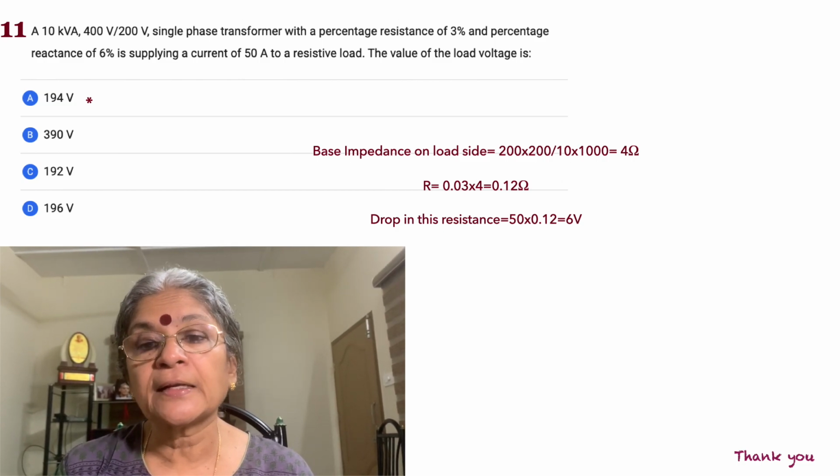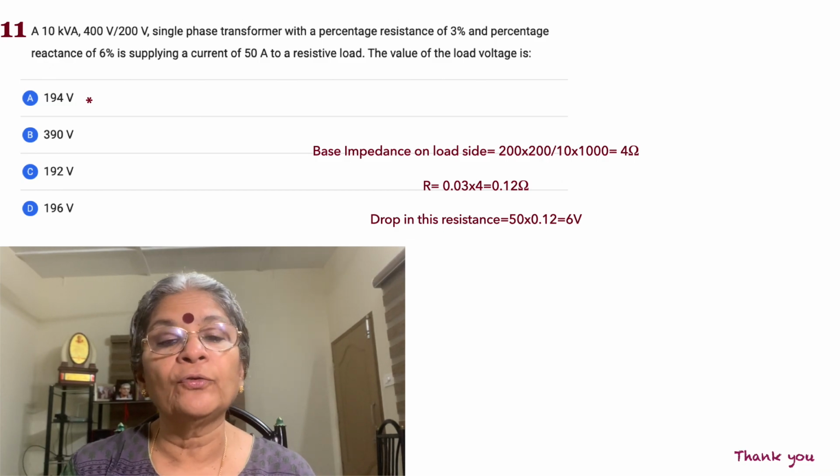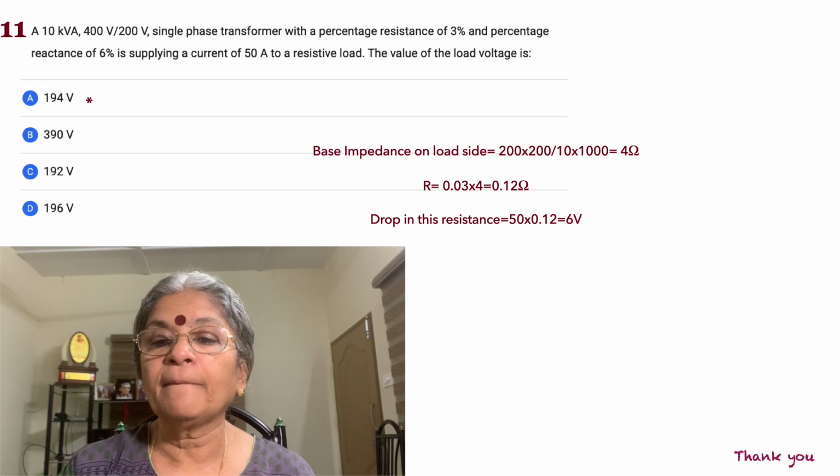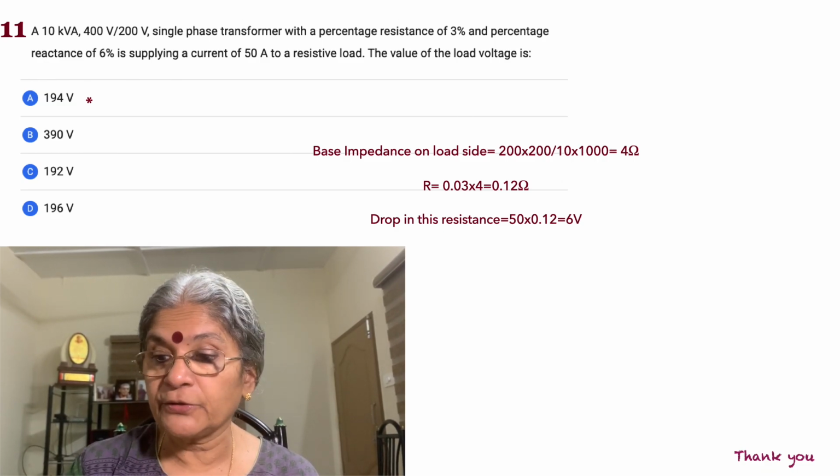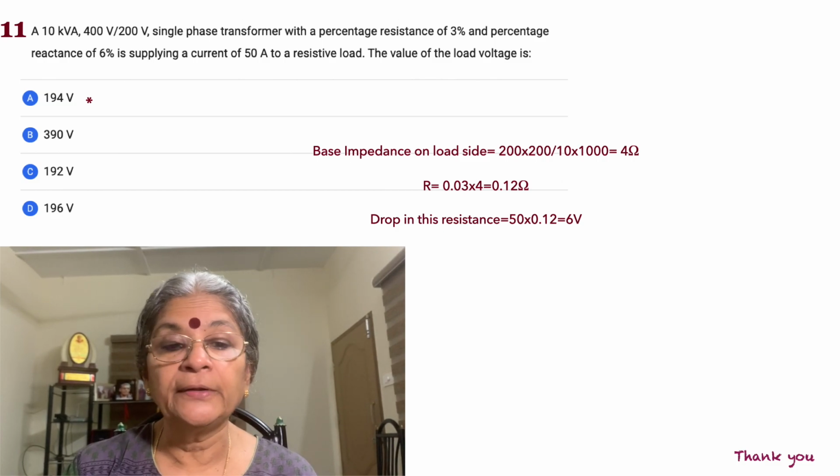And similarly, in this resistance, there's a drop of 6 volts. So remove it from 200 volts, and you get 194 volts. As simple as that. Now, because it's a resistive drop, that's why we are taking only the resistance.